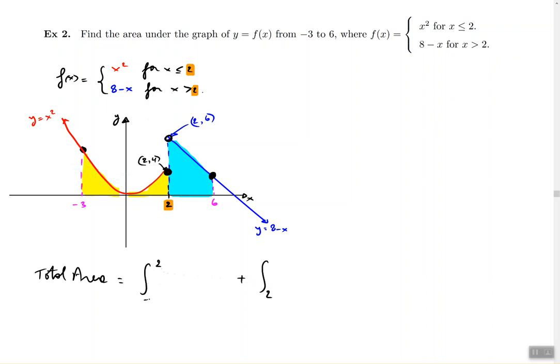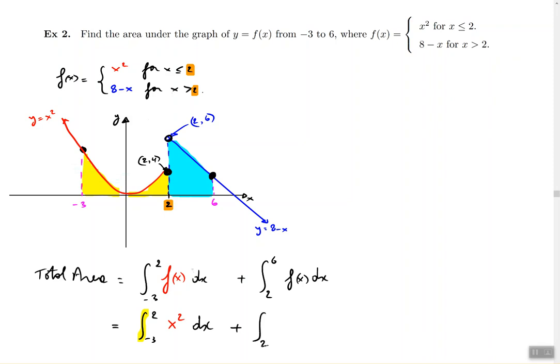Now the first integral goes from -3 all the way to 2. The second integral goes from 2 all the way to 6. And the function is going to be different on each side. This is why I need 2 different integrals. As a matter of fact, on the first integral, from -3 to 2, the function is the red one. So f of x on that side is actually x squared. So that's the answer to the first half. That gives me the yellow integral, the yellow area.